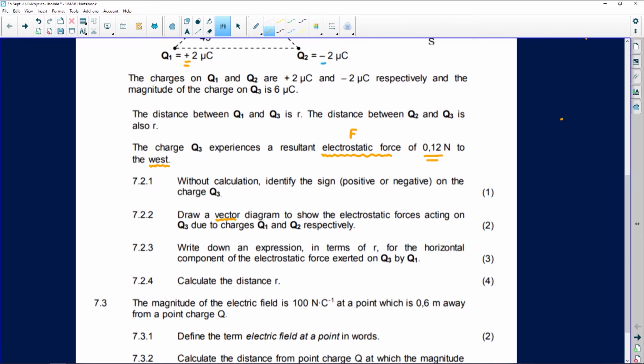7.2.3 says write down an expression. Now remember, if they say write down an expression, they're not saying calculate everything. Already we know that we have the distances that are unknown. So an expression means something is going to be missing there. It's just an expression, and the expression is going to help us calculate what we're looking for.